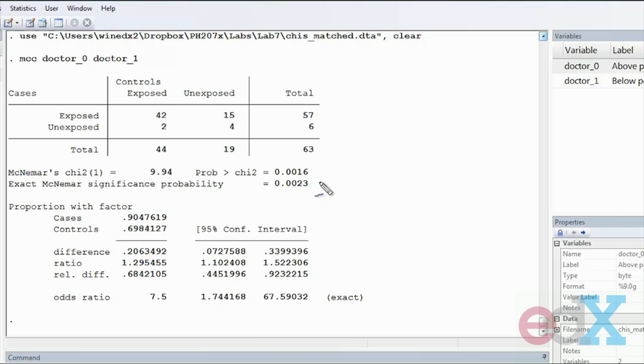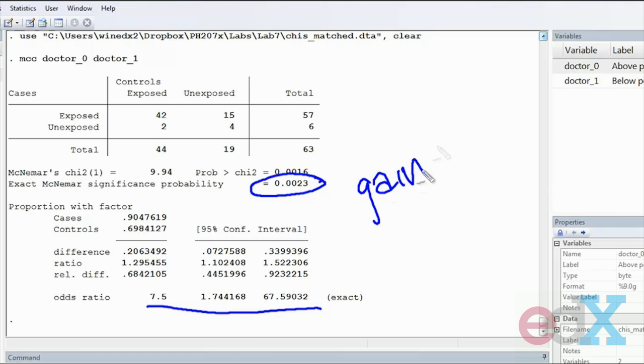We see that when we do the McNemar's test, we get a much more significant p-value. We get this really wide odds ratio, but it is bounded away from 0. So it seems like we do gain some power by matching.